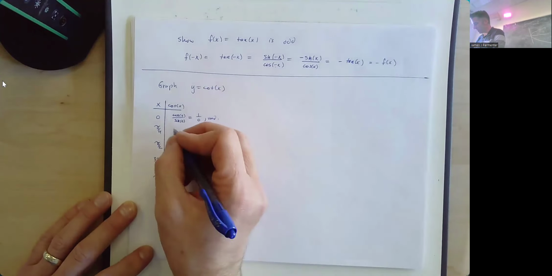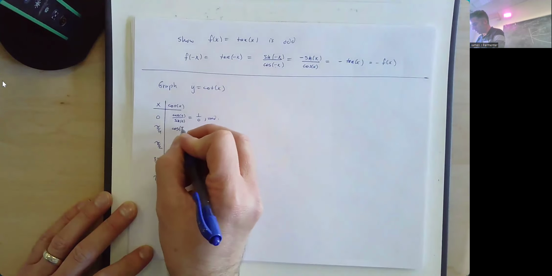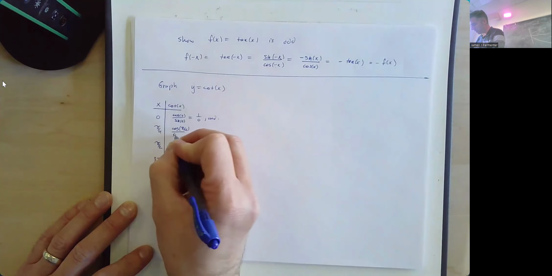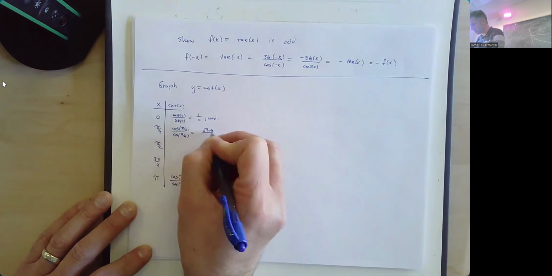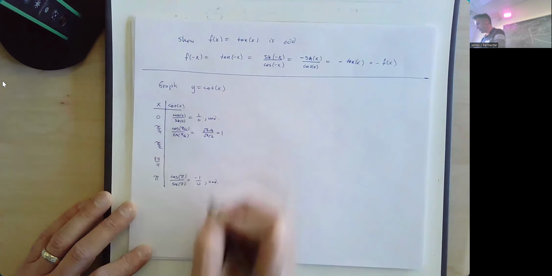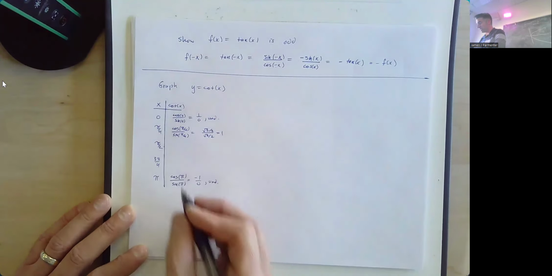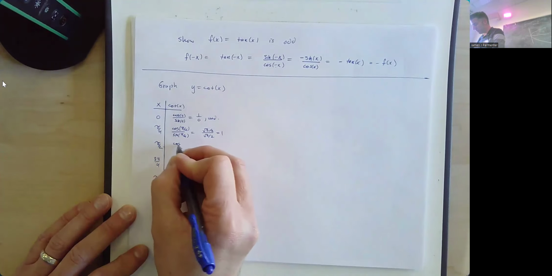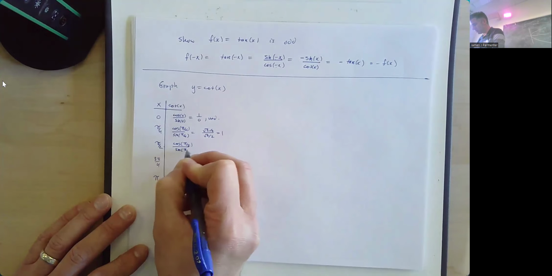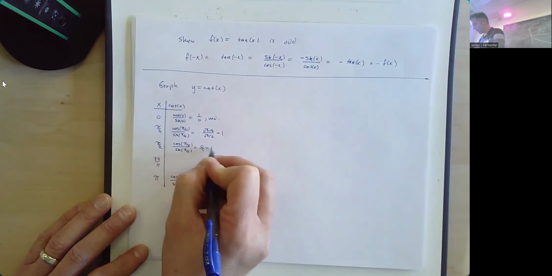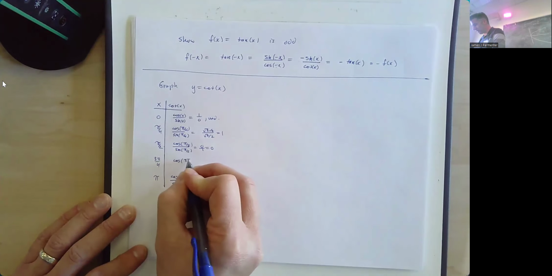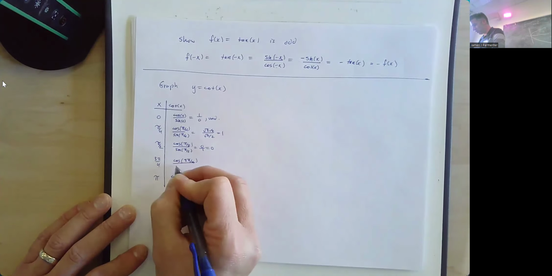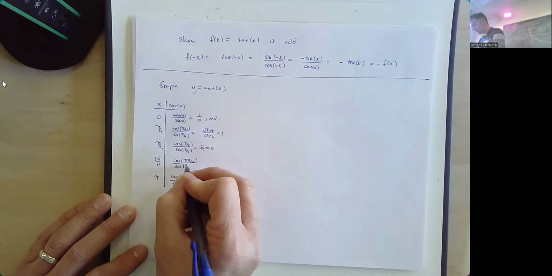Pi over 4, we've already talked about how that's going to be 1. Cosine of pi over 4 divided by sine of pi over 4 is still √2/2 divided by √2/2, which is still 1. Pi over 2 is where we're going to get 0. Cosine of pi over 2 is 0. Sine of pi over 2 is 1. 0 divided by 1 is 0. And 3 pi over 4, all right, let me ask everybody, show me on your fingers. What quadrant is the angle 3 pi over 4 in?